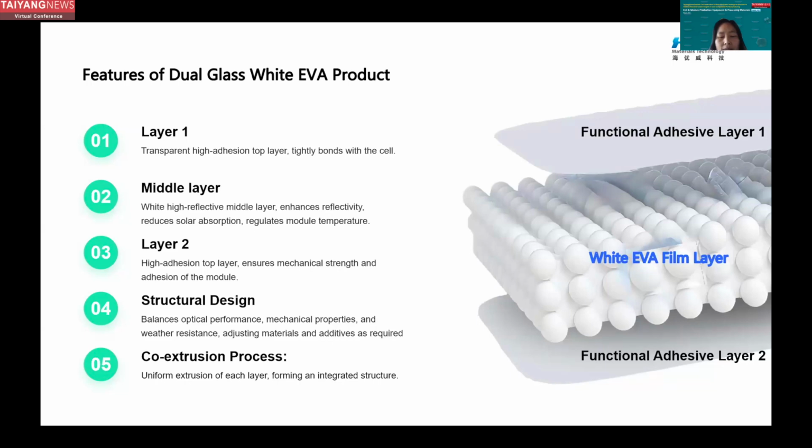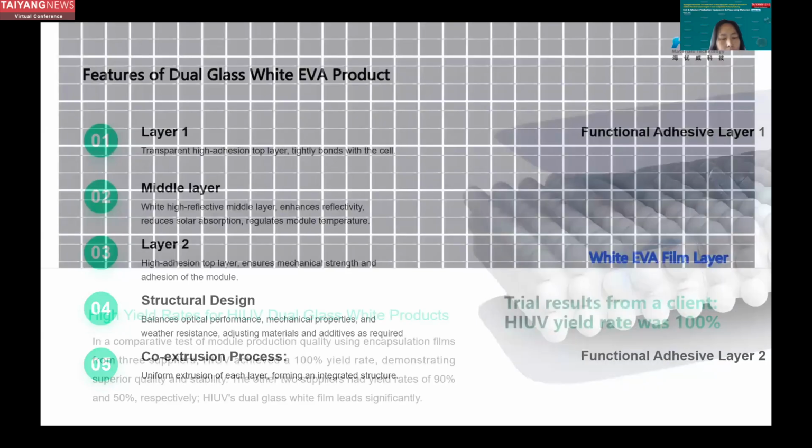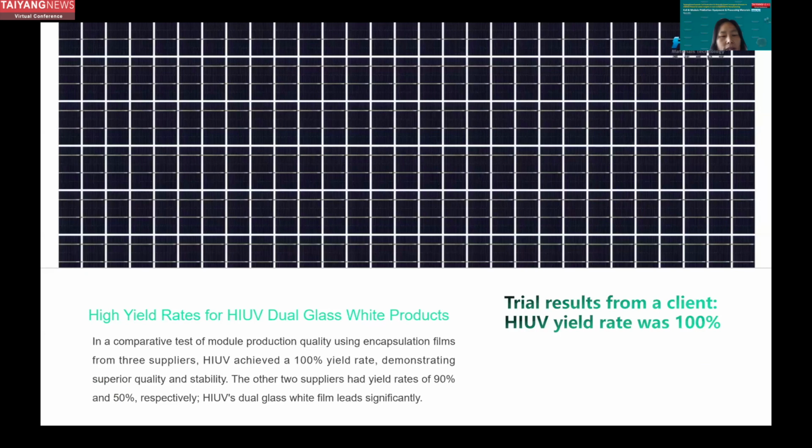The other functional layer is to have a high bonding with the glass surface. This product has been in massive production and application for our customers. Currently, the yield rate for this double glass white EVA can reach 100% at the customer site.